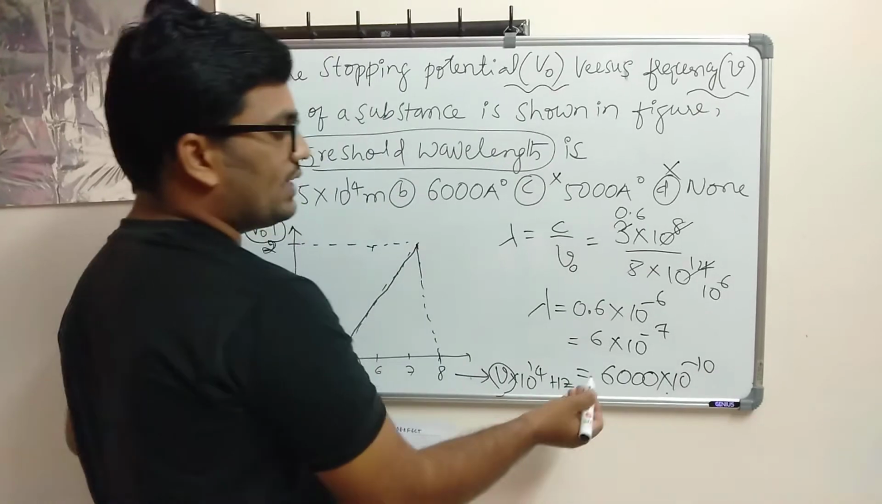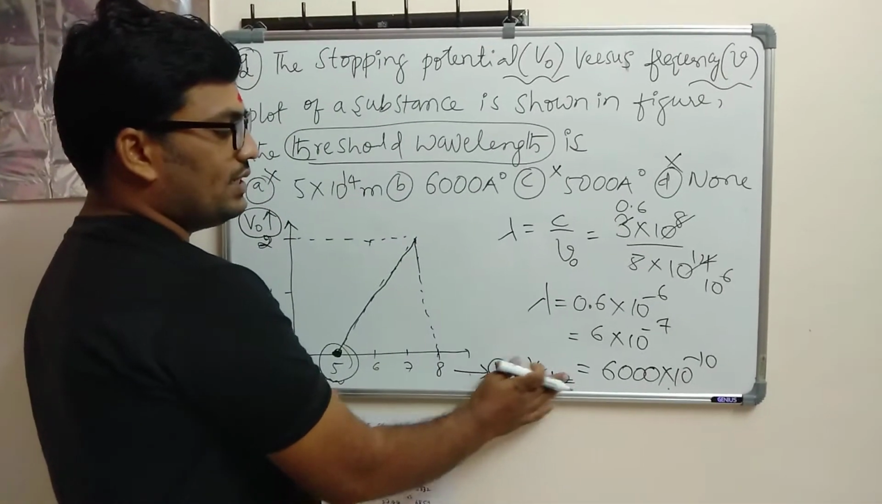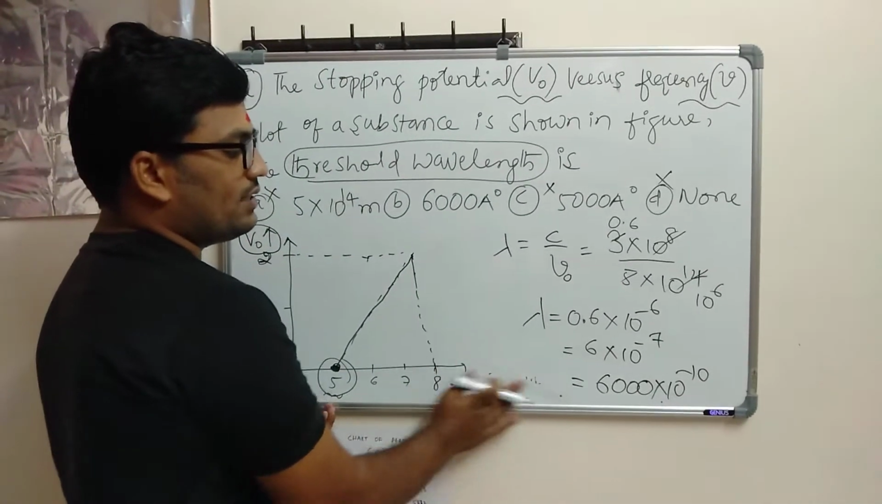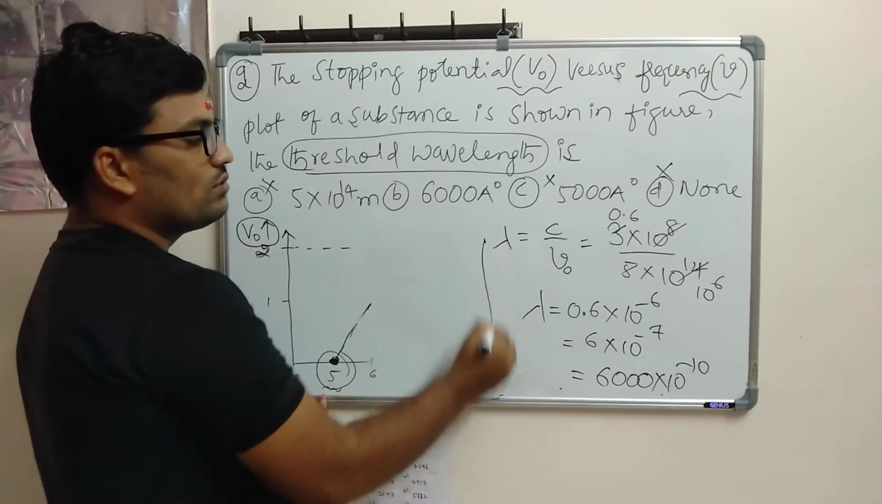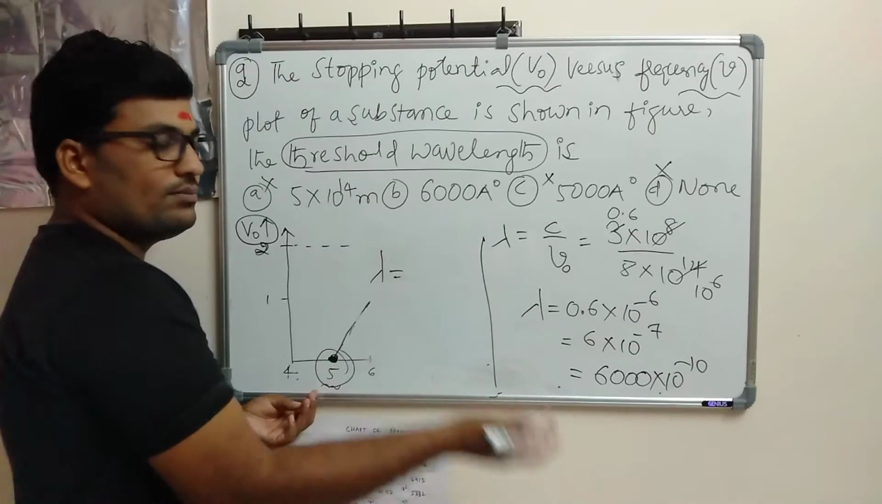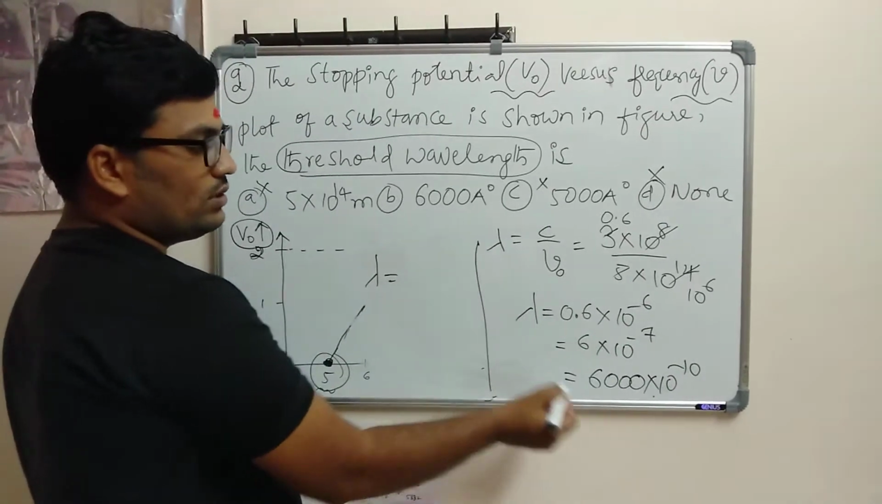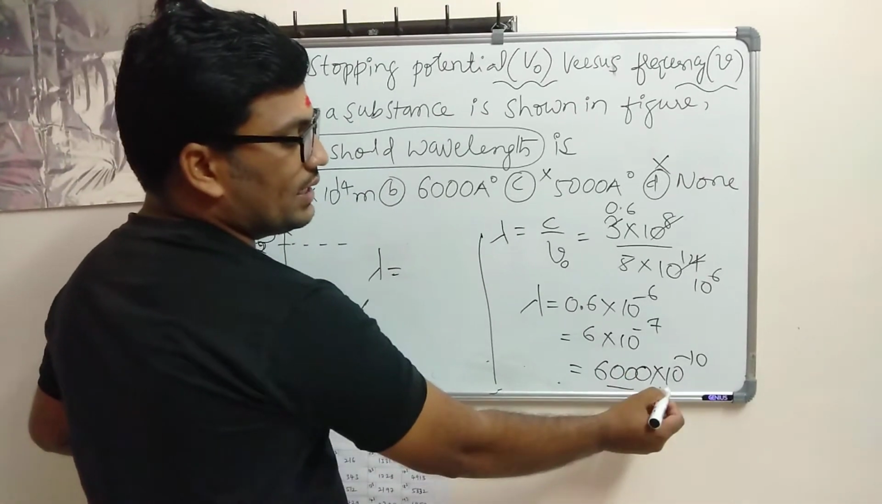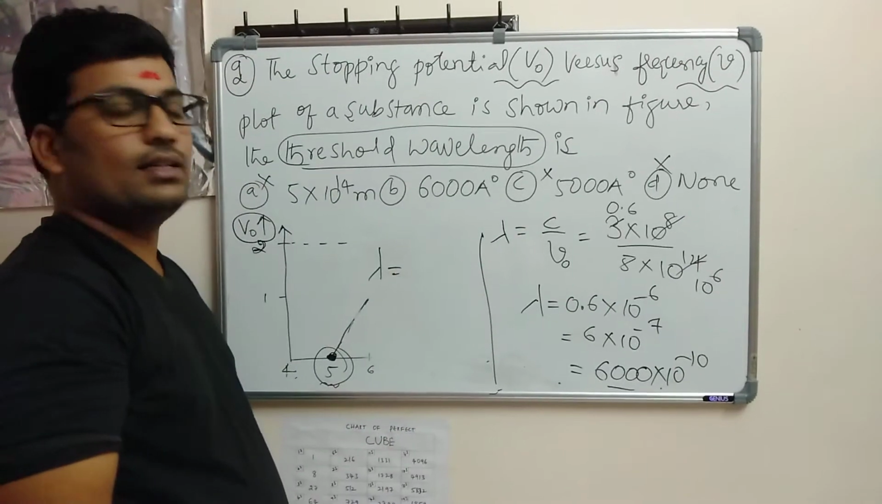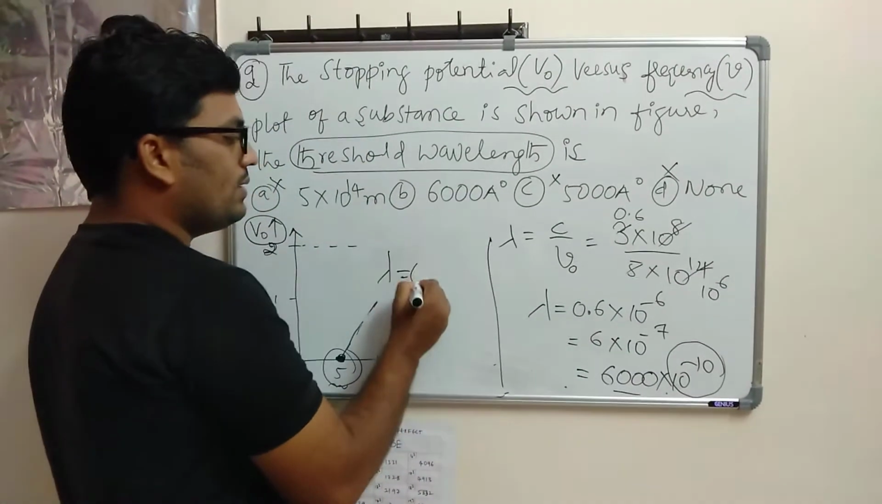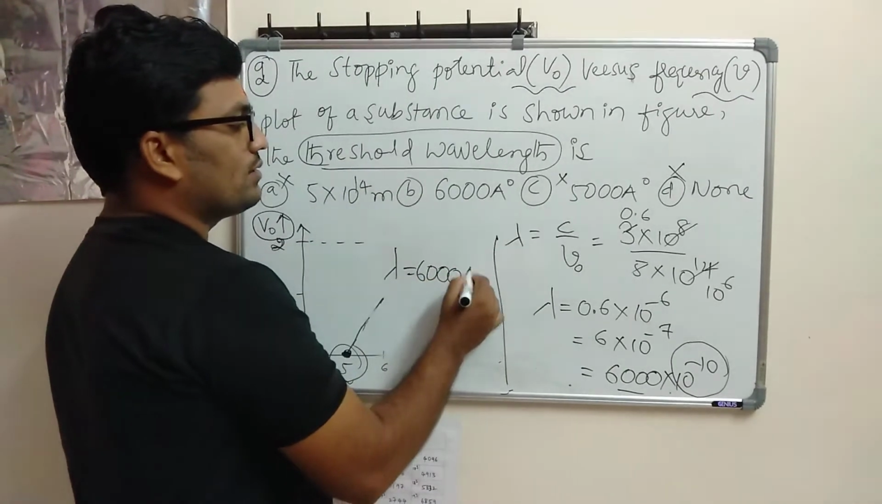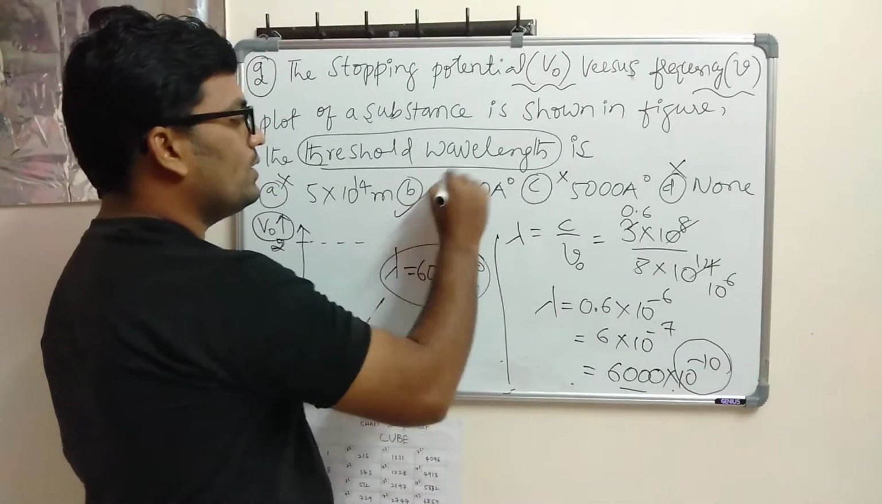So from there I can directly write, lambda is equal to 6000 into 10 power minus 10, which is nothing but I can convert it to Angstroms. So it will be 6000 Angstroms. So the answer for you is B.